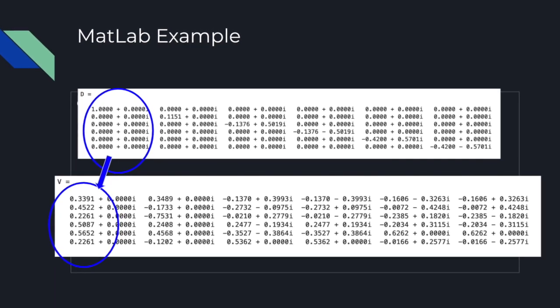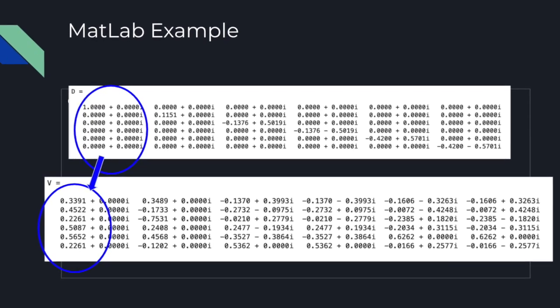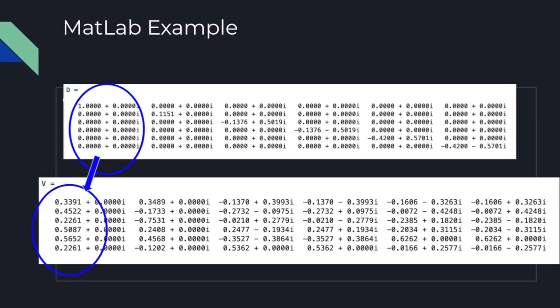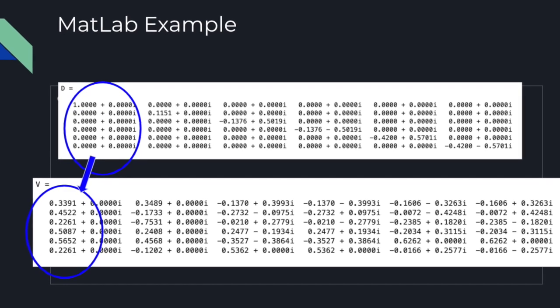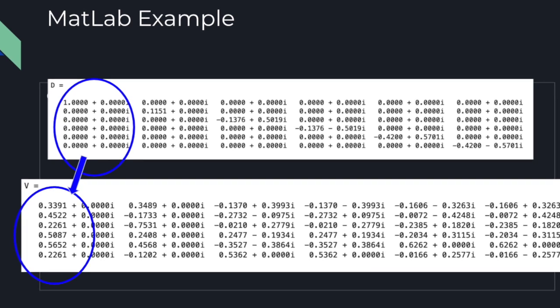This page shows the results from the MATLAB command. The first entry on the diagonal of D is 1, which means the first column in matrix V will be the eigenvector with an eigenvalue of 1. Therefore, the first column of V shows the results of importance for our problem.